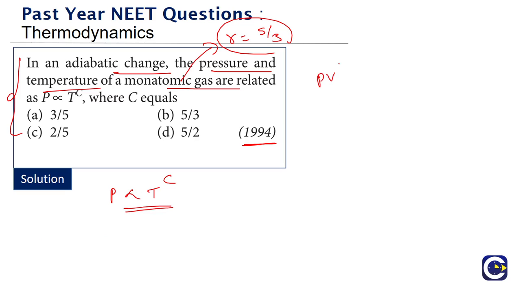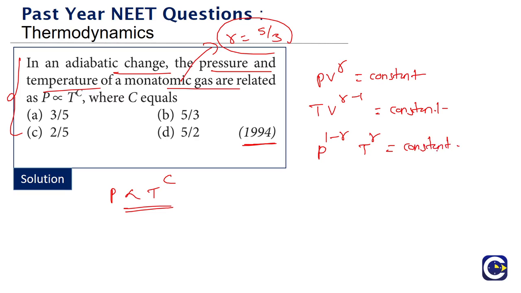Pressure volume relation: P into V power gamma will be constant. That is the pressure volume relation. Then T into V power gamma minus 1 will be constant. That is the temperature volume relation. Then we have P power 1 minus gamma into T power gamma will be constant. That is the relation between the pressure and temperature. This is what we are requiring here.